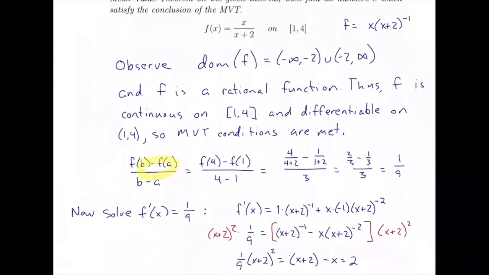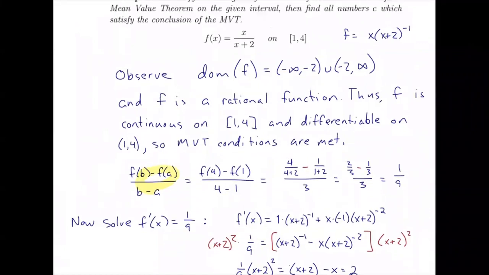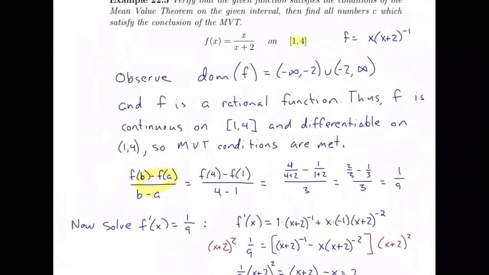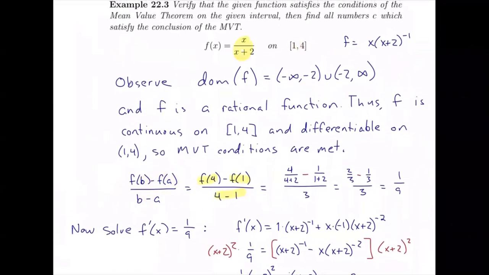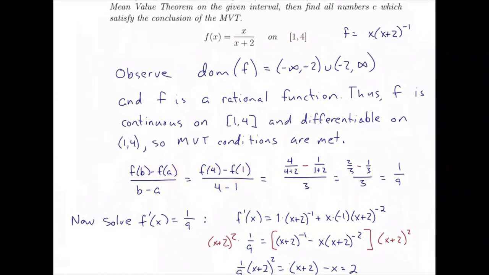Now, what's the slope of the secant line? So we calculate that first. We're trying to find all the values c within 1 and 4 that satisfy f prime of c is equal to this number. So we just need to plug it in. Well, b is 4 and a is 1. So f of 4 minus f of 1 over 4 minus 1. Well, f is x over x plus 2. So I've got 4 over 4 plus 2 minus 1 over 1 plus 2 for these two values. And when we simplify all that arithmetic, we end up with 1/9.